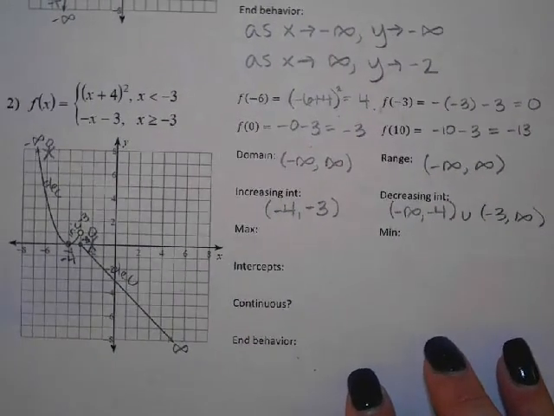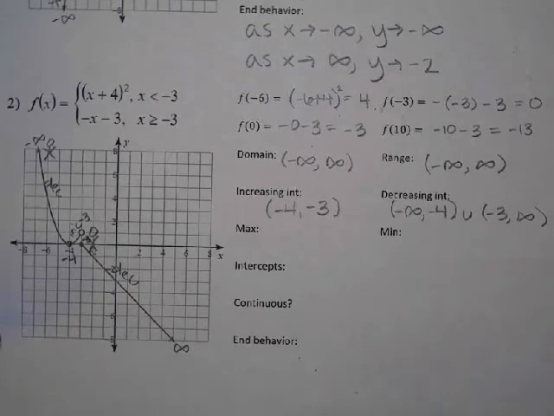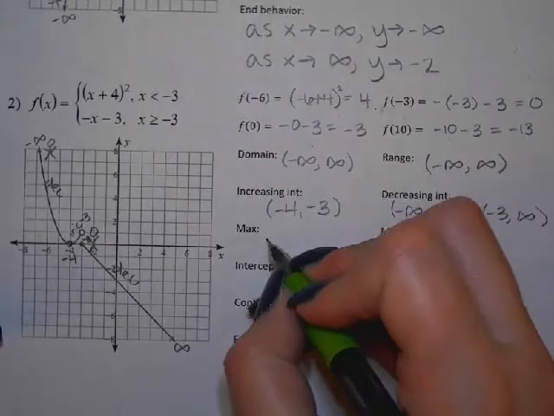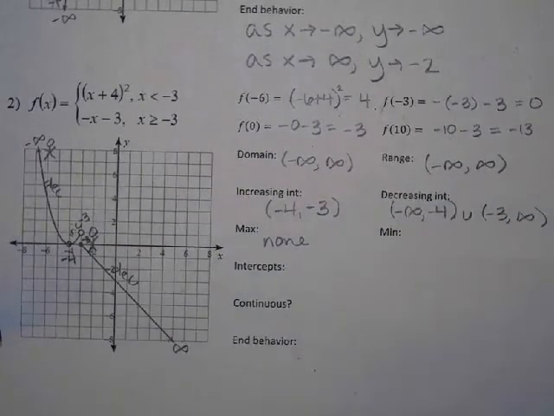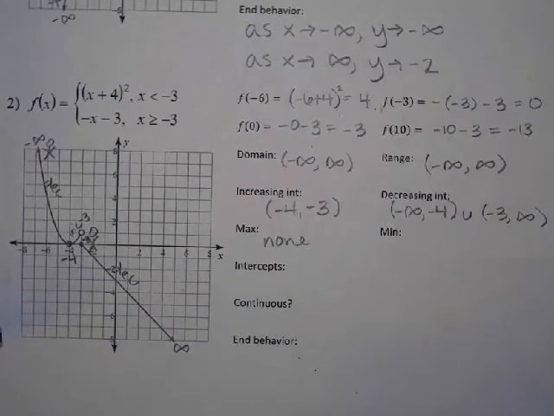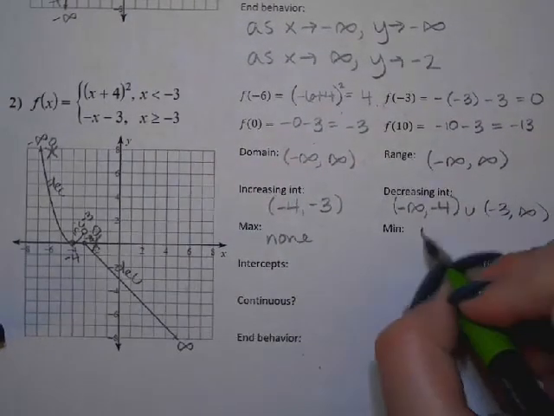All right. So maxes and mins, we're looking for mountaintops. We're looking for valleys. I don't see a mountaintop, so I'm going to say none. I do see a valley. What's the valley? Negative 4, 0. Okay.